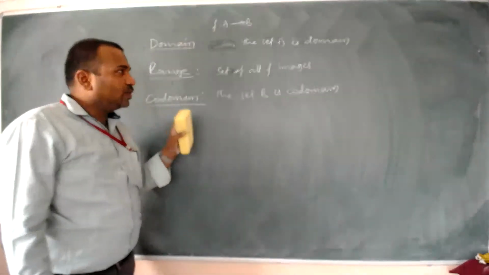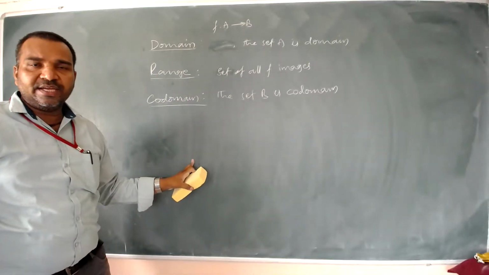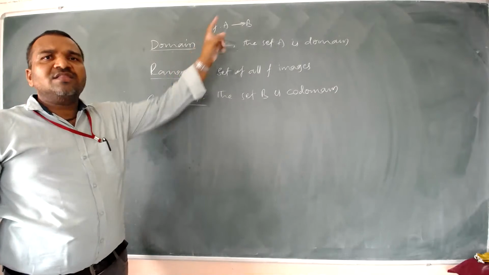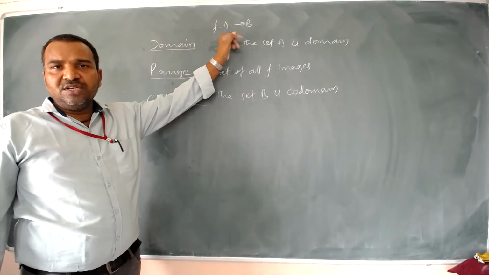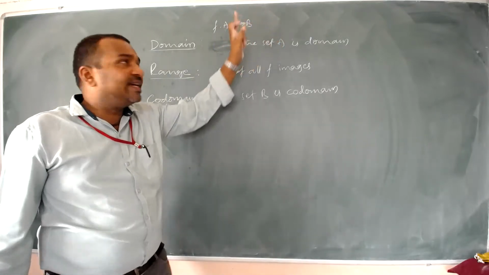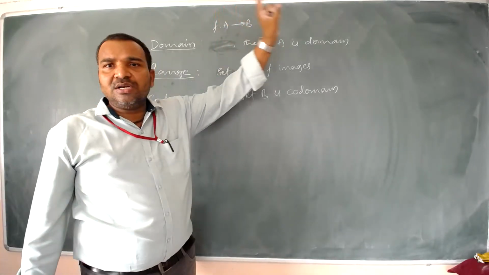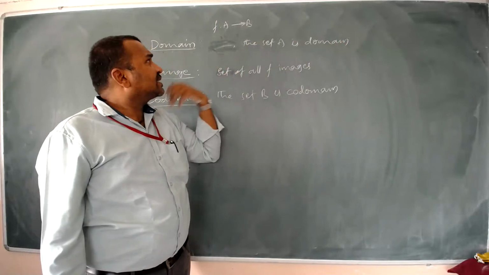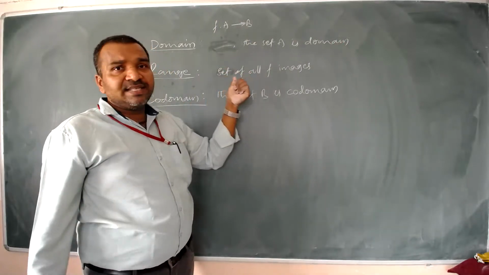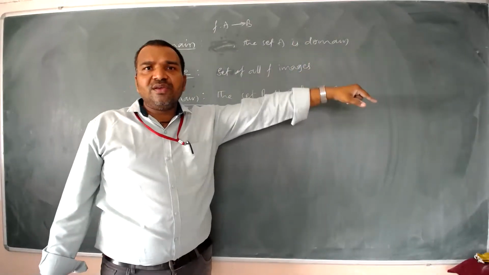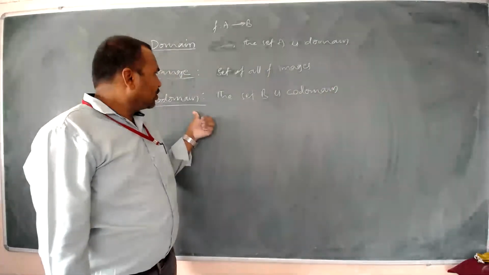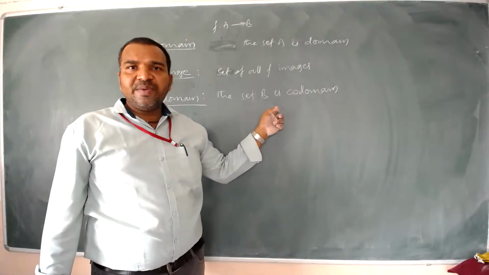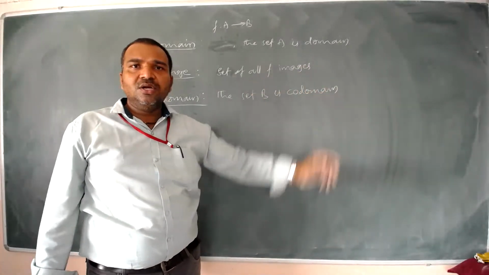Try to understand. I will explain by taking an example. Domain: the first set is called the domain of the function. First of all, it should be a function, f: A to B. Then the set A is called the domain of that function. Next, range. What is range? The set of all f images is called the range. Codomain: the second set B is called the codomain.